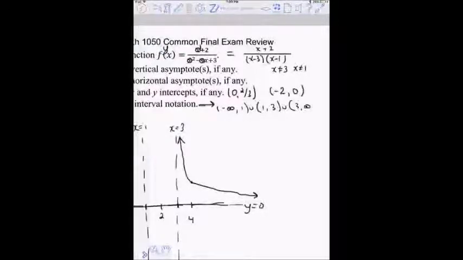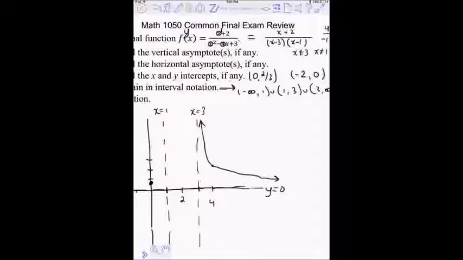In the numerator, 2 plus 2 is 4. In the denominator, 2 minus 3 is negative 1. 2 minus 1 is 1. Negative 1 times 1 is negative 1. 4 divided by negative 1 is negative 4. That's about right there.